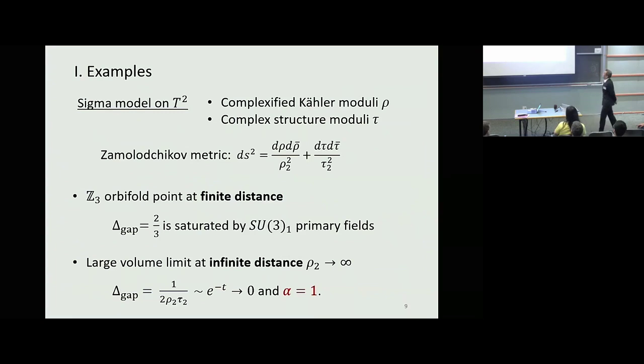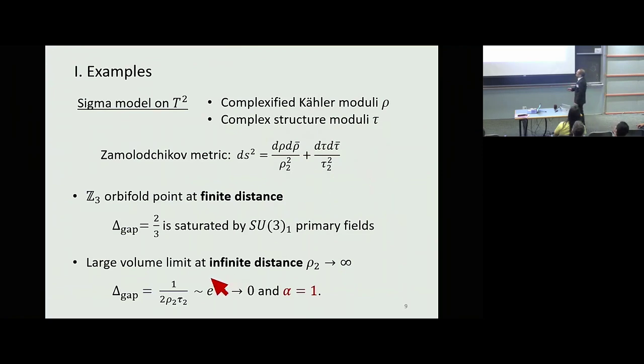Okay, so examples. The first example is a sigma model with target space tori. This is a very simple example, so this is the easy one. The moduli space is parameterized by 2 complex parameters, the scalar moduli and the complex moduli, and you have this Zamolodchikov metric.